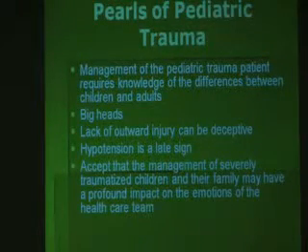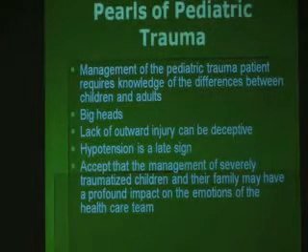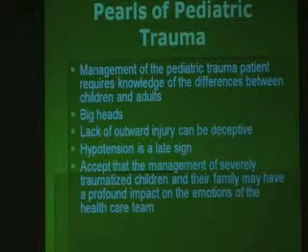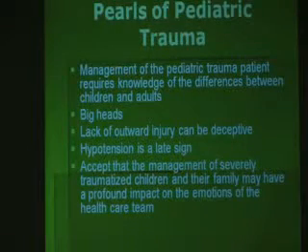So you really just have to know the difference between pediatric patients and adults to help treat them. They have big heads. The lack of outward injury can be very deceptive. They can still have internal injury even though there's no ecchymosis, no fractures. And then hypotension is a late sign of uncompensated shock, so you want to prevent that. You want to treat them with fluids early and give them blood if they need it. And then make sure that the family gets help during that treatment and can see what is actually being done to them, so that they know that you did everything possible that you could for them.